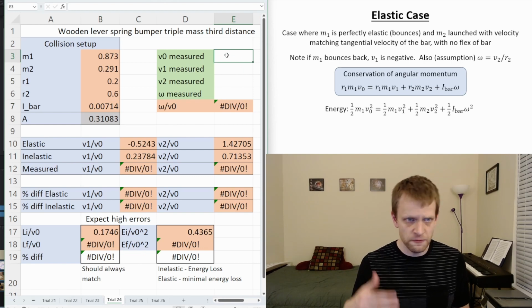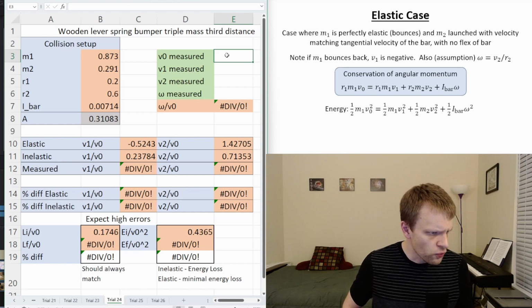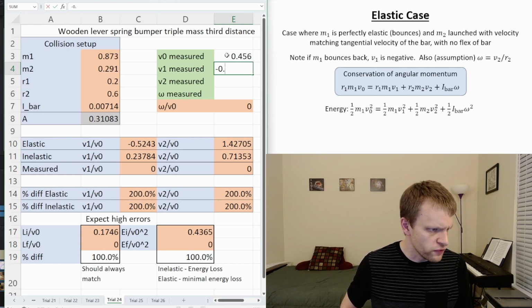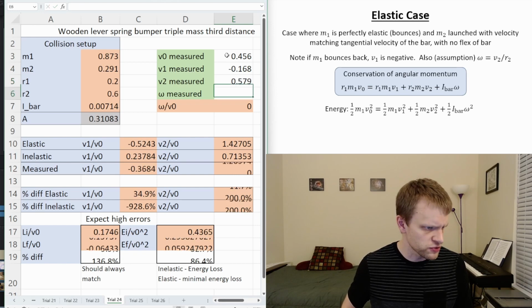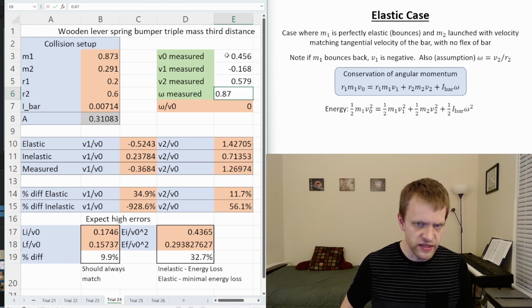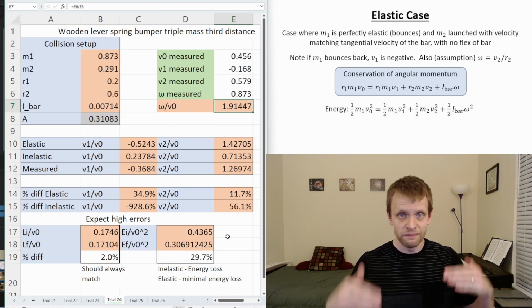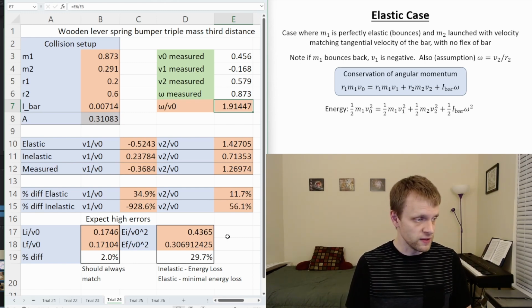So, same case, wooden lever, spring bumper, triple the mass at 1/3 the distance. Trial 24, initial velocity is 0.456 meters per second. After, cart 1 is moving at 0.168 meters per second. Cart 2 at 0.579 meters per second. And the angular velocity is 0.873. Once again, angular momenta match and a moderate loss of energy, velocity ratios inside of those expected ranges. So again, our flexible bar doesn't seem to have changed any of these results. Let's look at our last trial.